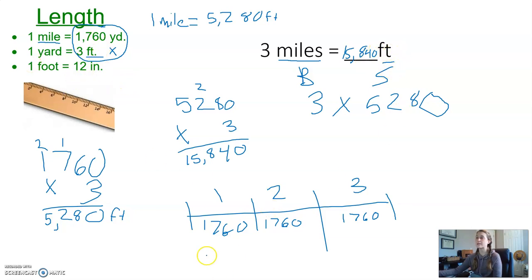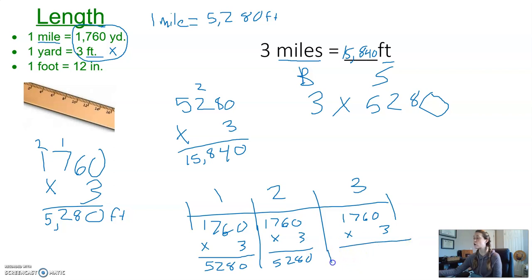Because every yard has 3 feet, I'm going to need to take each of these and multiply it by 3. When I do that, I get 5,280 feet inside each of these miles. So, to figure out the total amount of feet inside of 3 miles, I would need to take 5,280 and multiply it by 3. So that's how we get our answer to this problem. One more.